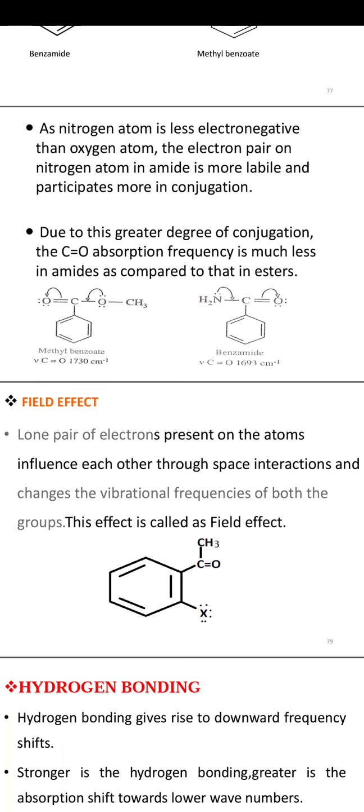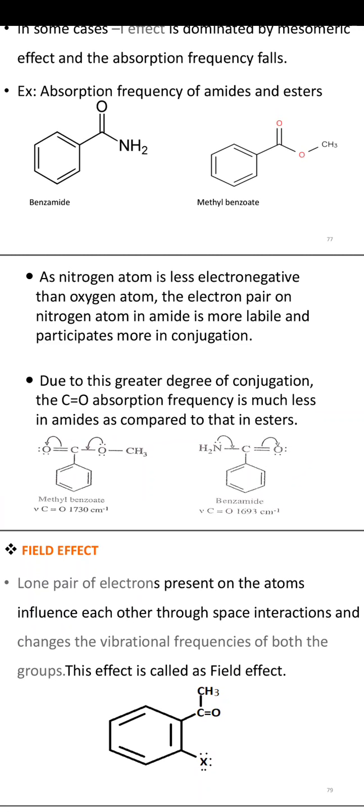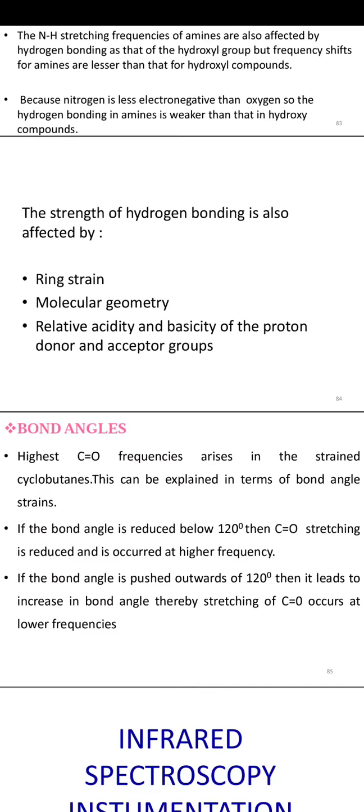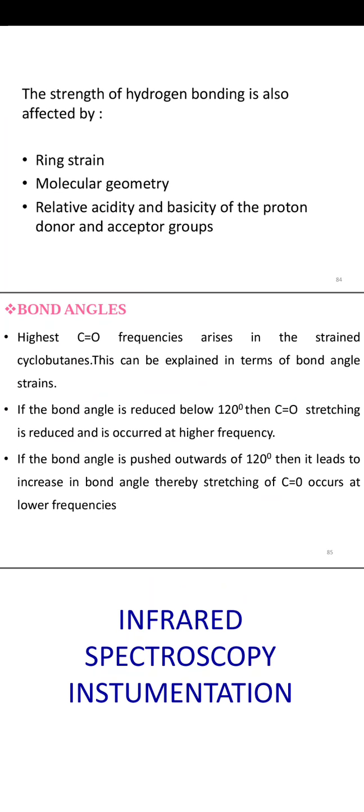Field effect. Now what is field effect? Field effect is where lone pairs of electrons present on atoms influence each other through space interaction and change the vibrational frequency of both the groups. You can see here a lone pair of electrons is present on an atom, which influences the interaction and changes the vibrational frequencies of both groups. This is called field effect. We have already studied hydrogen bonding.